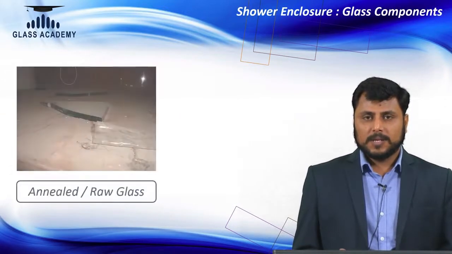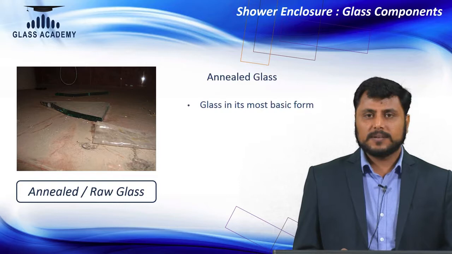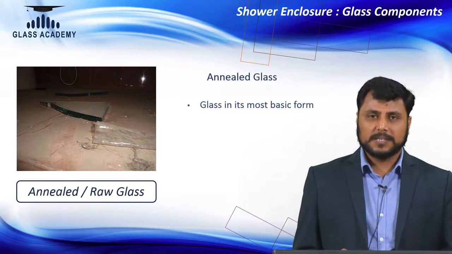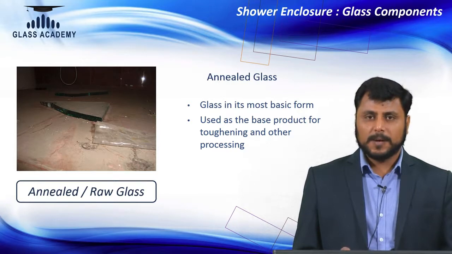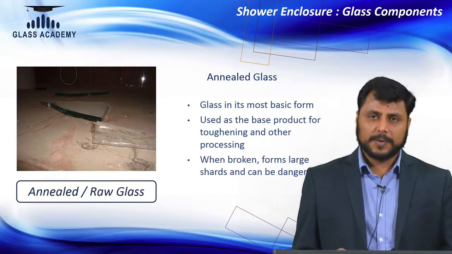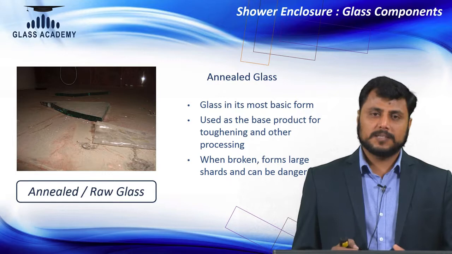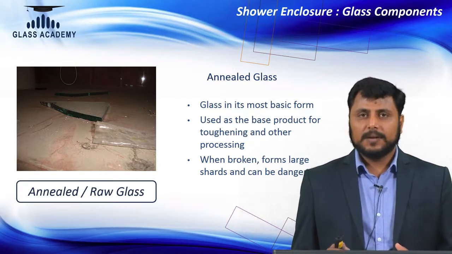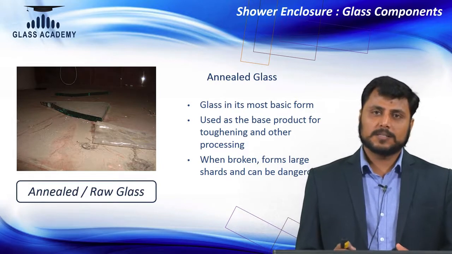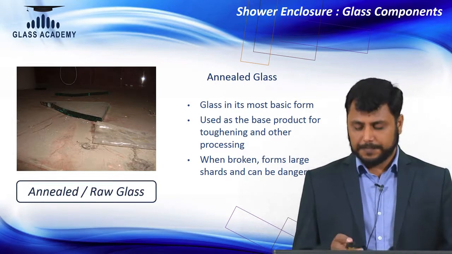I will take you through the components of annealed glass. Why can't we use annealed glass? Because it is a basic form, used for other processing, such as toughening, and when it breaks, it breaks into large pieces. That is the biggest disadvantage of raw glass. That is why we do not recommend using raw glass in a shower cubicle product.